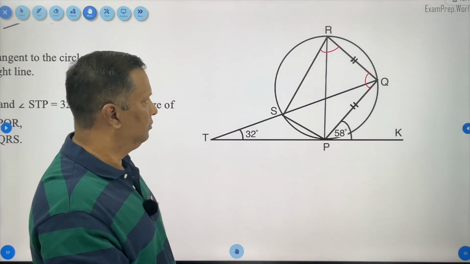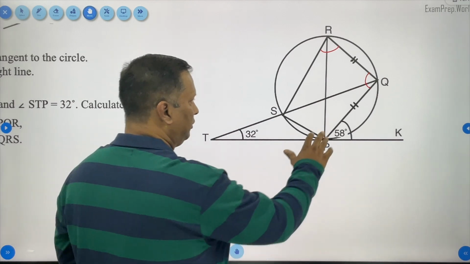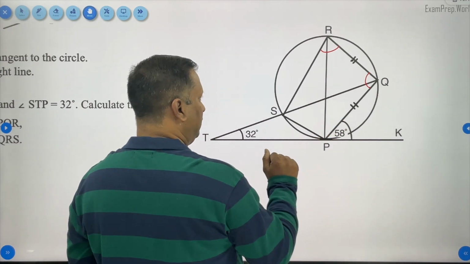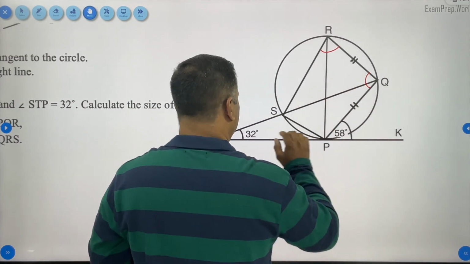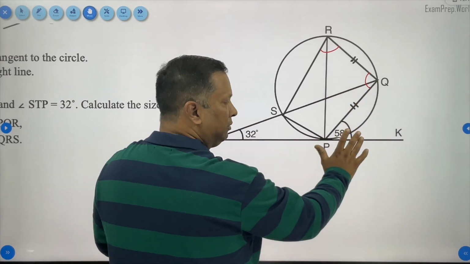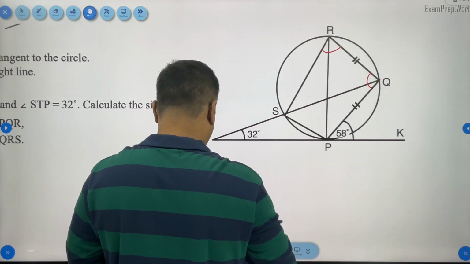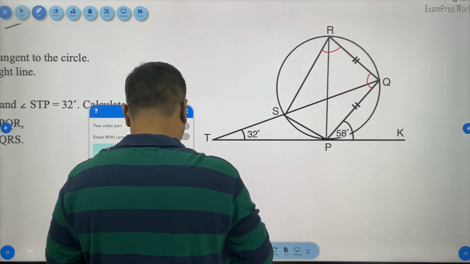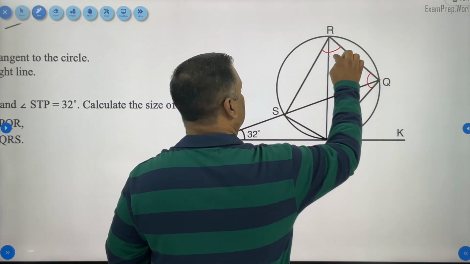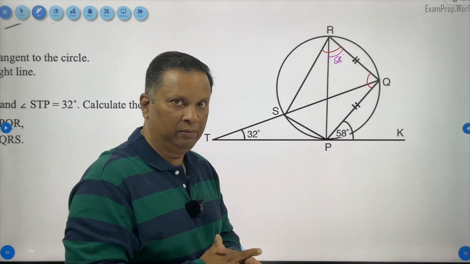Now let's begin. Go to alternate segment theorem. This is 58, right? First we will do this big triangle. How much is this big triangle? First we will use alternate segment theorem. 58, so this angle inside, I'll use another color, this one will be 58. I've used alternate segment theorem.